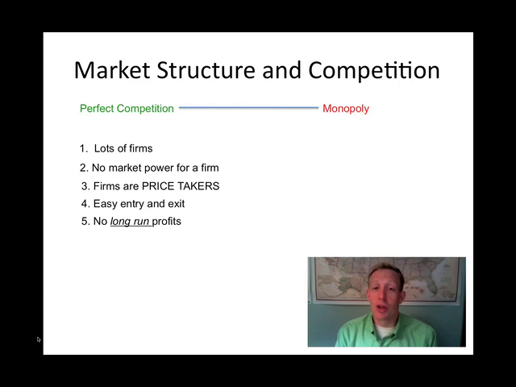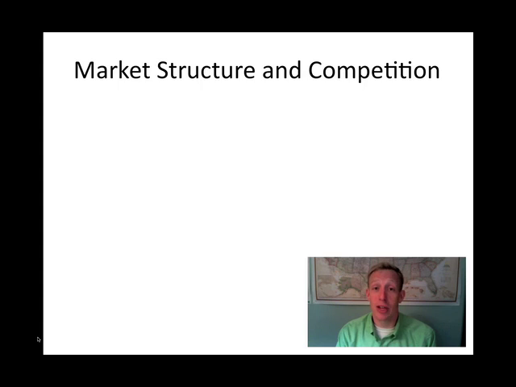Competitive markets are really hard for the firms that are involved in them. It's tough to make money, it's tough to compete, and most firms would rather not be in a competitive industry, but they're stuck with what they get.